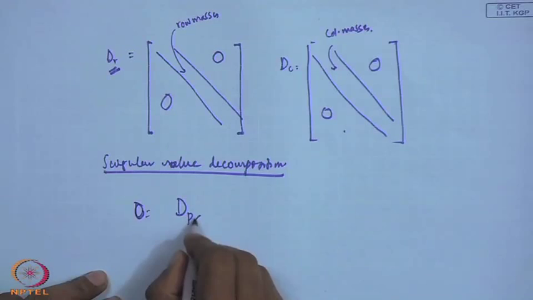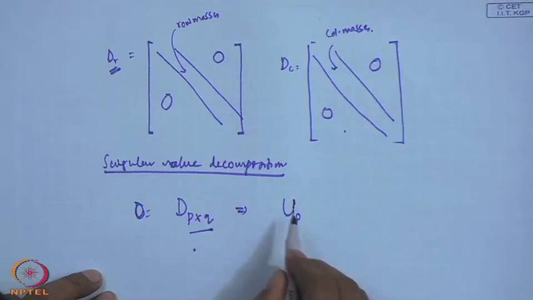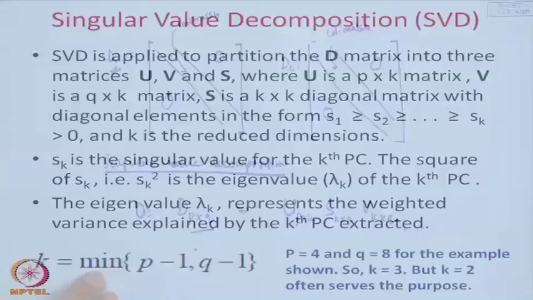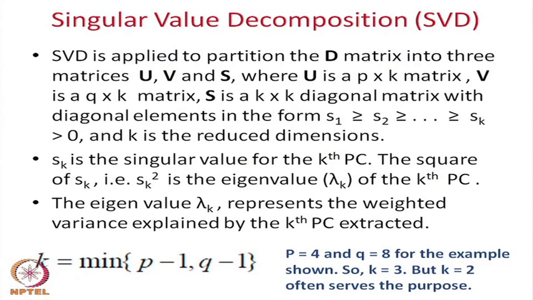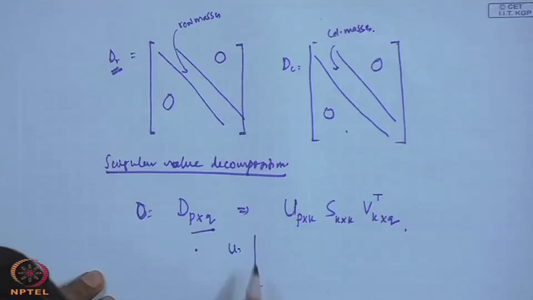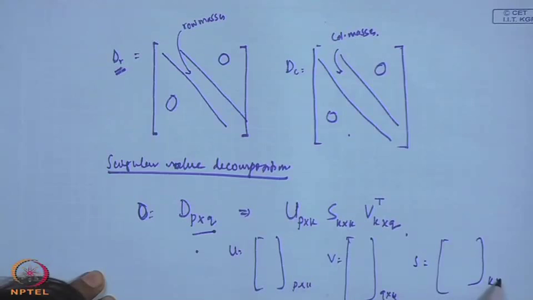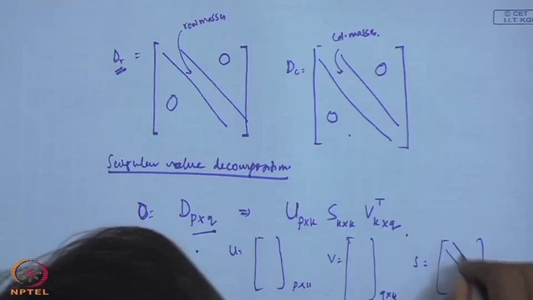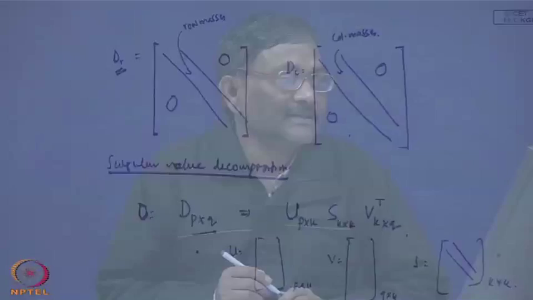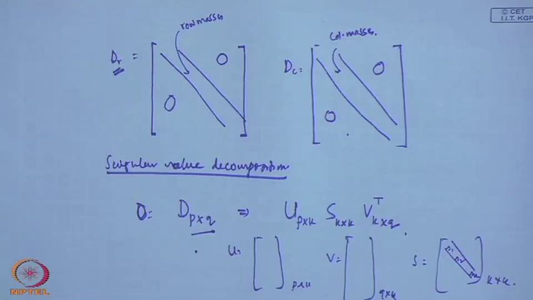So, essentially your D matrix is a P cross Q matrix, and you are creating it like this: U is P cross K, S is K cross K, and V is K cross Q. If you say V transpose, then U will be P cross K, V will be Q cross K, and S definitely K cross K. The diagonal elements of S, which are S 1, S 2 up to S k, are the important things. These are what we want to extract.